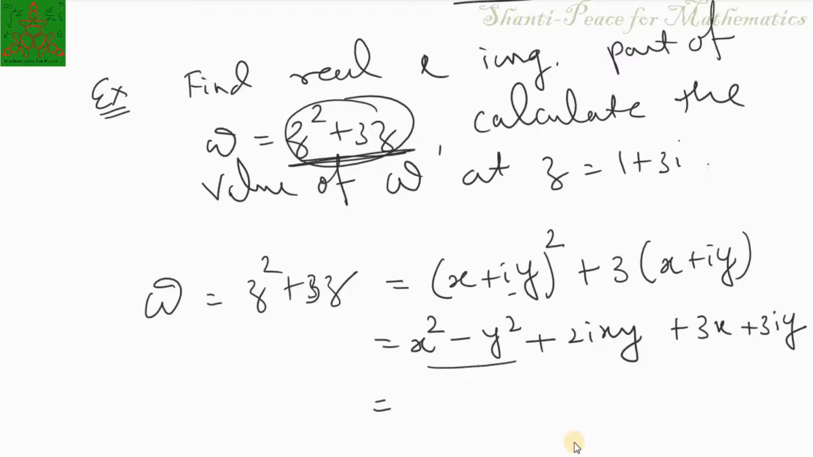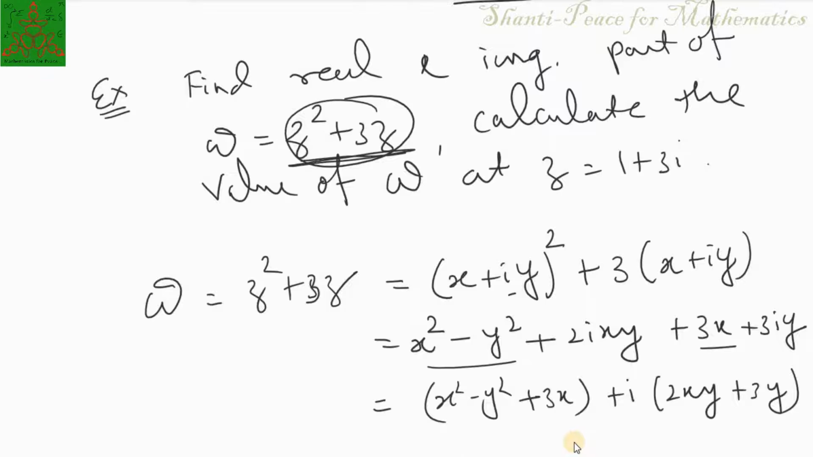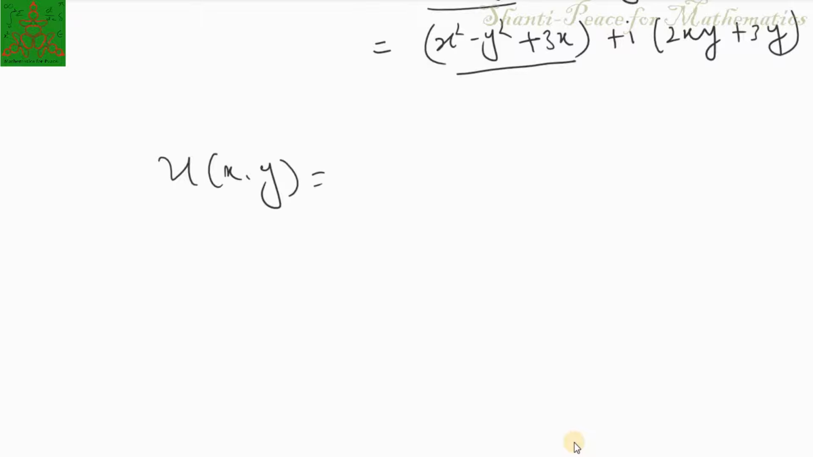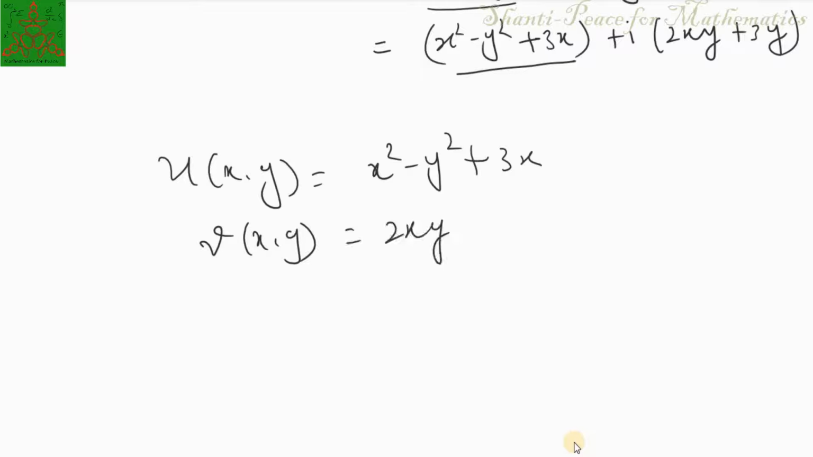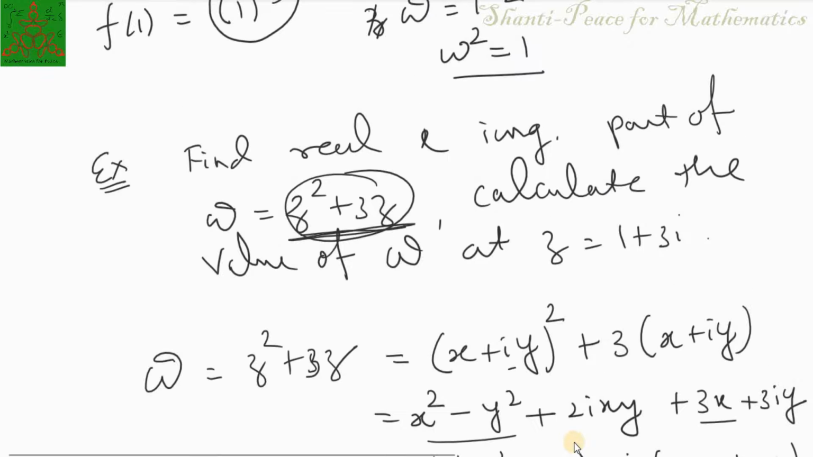Write together the real part and imaginary part, that is x square minus y square plus 3x, plus i times (2xy plus 3y). So u of x,y will be x square minus y square plus 3x, and v of x,y will be 2xy plus 3y. And the second question was to calculate the value of this function at the point 1 plus 3i.